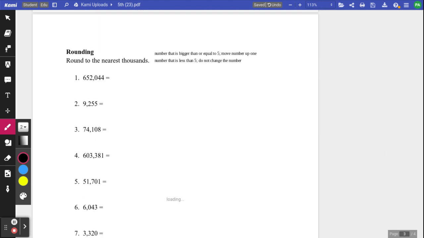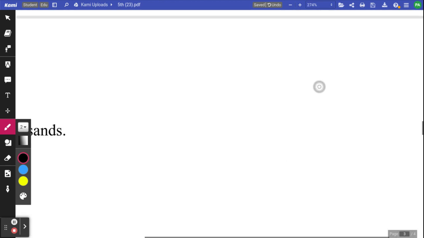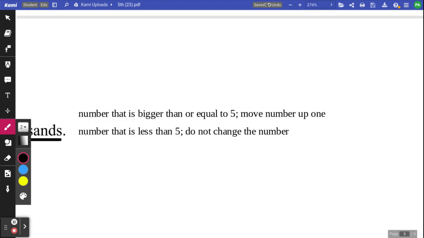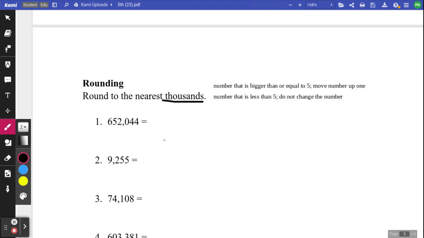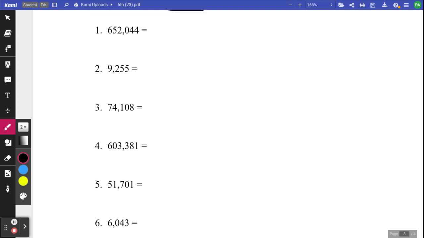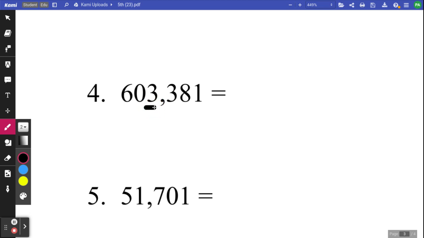Moving on, now we will be rounding. This should be very simple. Now we're only going to do thousands, but either way, same concept. If the number next to the thousands place is bigger than or equal to 5, you move your thousands place one up, and if the number is less, then you do not change the number. So let's do 4 and 5 since we have each. Let's label our thousands first. 1,000 and 1,000, and let's look at the next number.